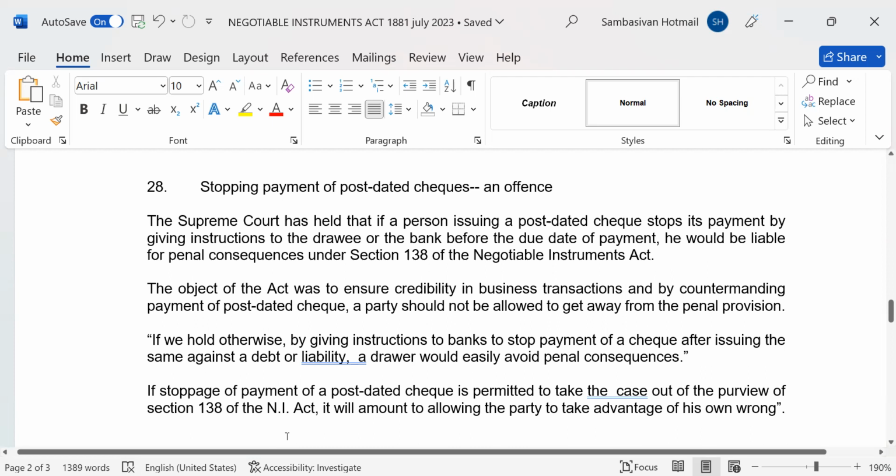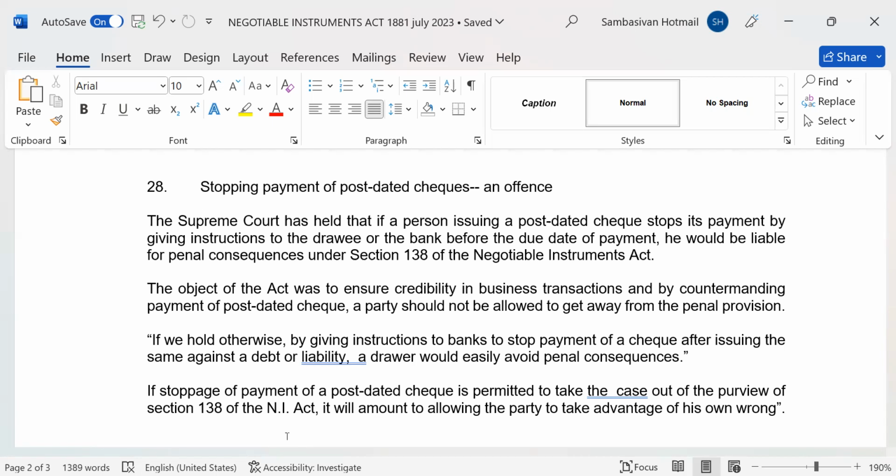If stoppage of payment of a post-dated check is permitted to take the case out of the purview, it will amount to allowing the party to take advantage of his own wrong.